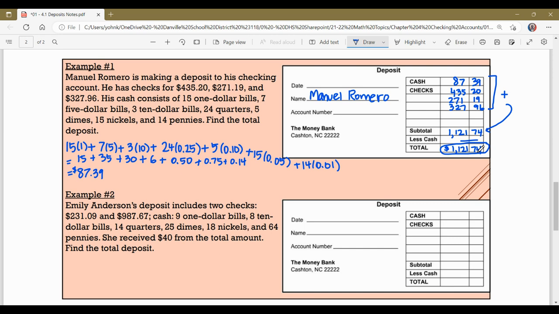All right, number 2, Emily Anderson's deposit includes 2 checks, $231.09 and $987.67. Then there's 9 $1 bills, 8 $10 bills, 14 quarters, 25 dimes, 18 nickels, and 64 pennies. She received $40 from the total amount. Find the deposit.